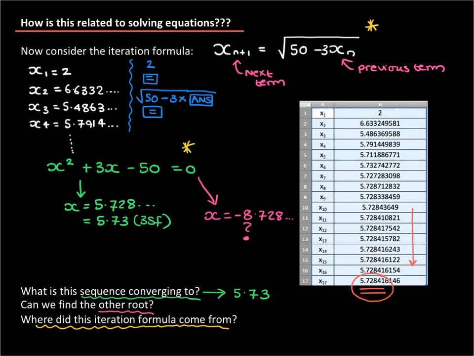Now, just by looking at the original quadratic equation in green and the iteration formula up at the top in white, you can see there's a connection here. We can see the 50, we can see the 3, we can see the x's, squaring, square rooting. There are some definite connections there, but we need to explore this in more detail. So in a minute, we're going to answer the questions in this order. We're going to see where this iteration formula came from, and we're going to see whether it's possible to use it to find the other root.